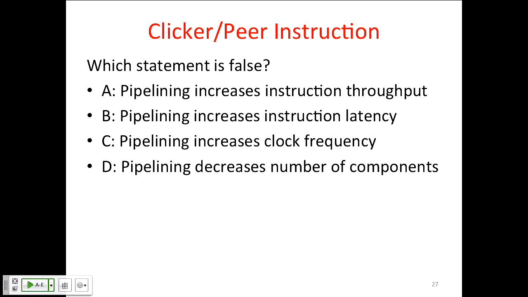So that's true. Pipelining increases clock frequency. Hopefully you are listening. We just said that in the slides a few slides ago. That's the whole goal. So the one thing that is false is pipelining decreases the number of components. You need to add the registers to provide the pipelining, to separate the different stages from each other. So that's the correct answer. Pipelining increases the number of components.